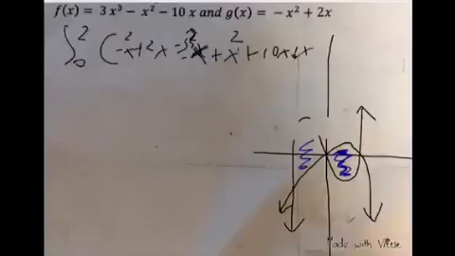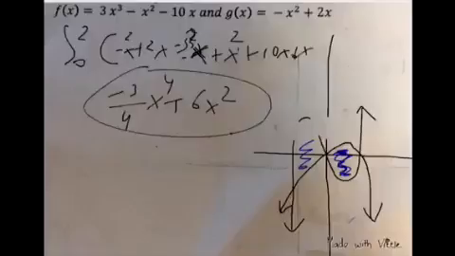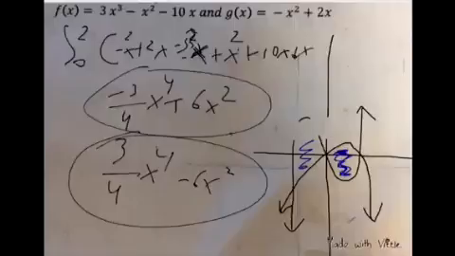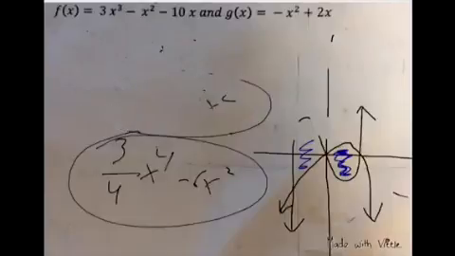And then when you take the integral of that, it's going to leave you with negative 3 over 4 x to the fourth plus 6x squared. And then you're going to take f of b and f of a of the first one, which was 3 over 4 x to the fourth minus x squared. And then you're going to put them both together.